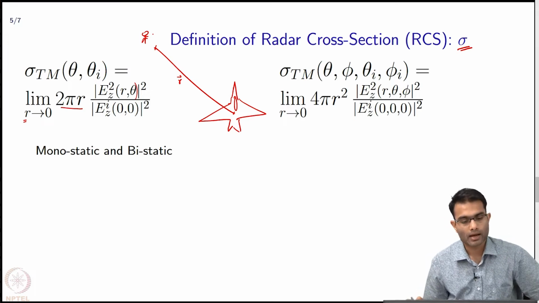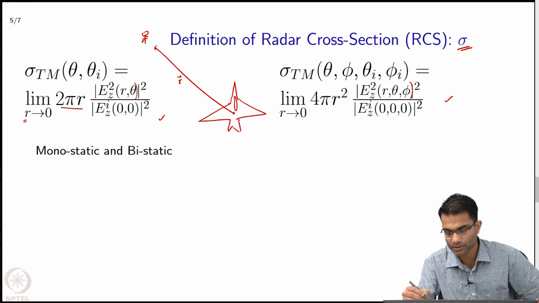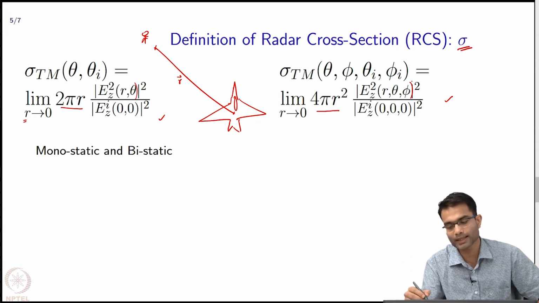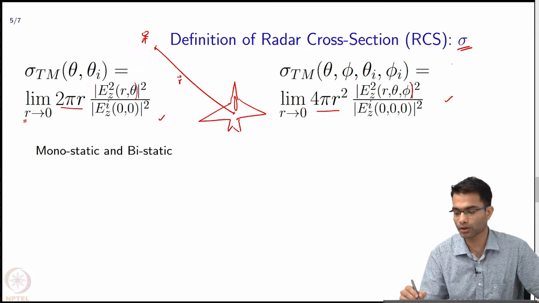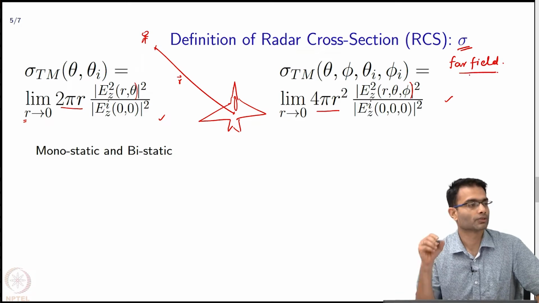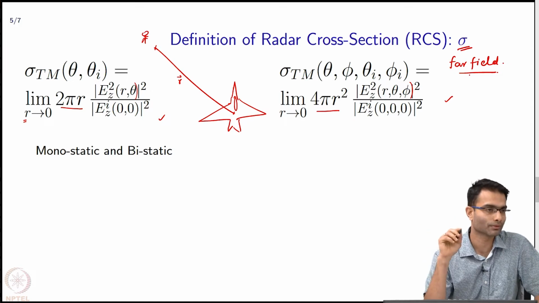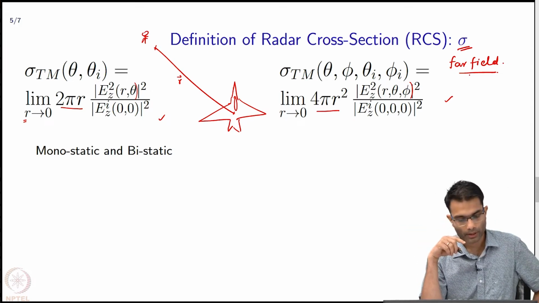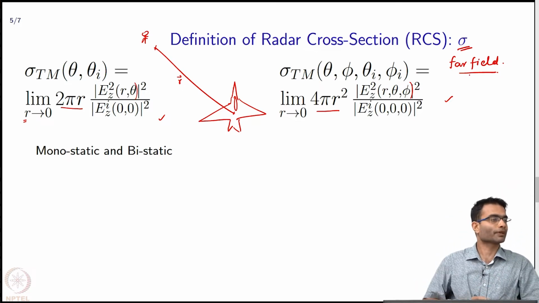In the case of 2D, this is the definition. In the case of 3D, this is the definition. Again, I'm missing a bracket over here. Instead of a 2 pi r, I have a 4 pi r squared, but the idea is the same. Find the field far away. This field far away is also called the far field. So it's the far field intensity normalized by the incident field intensity at some point, and the easiest point is the origin.